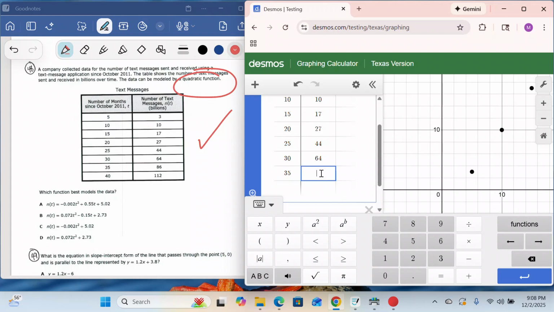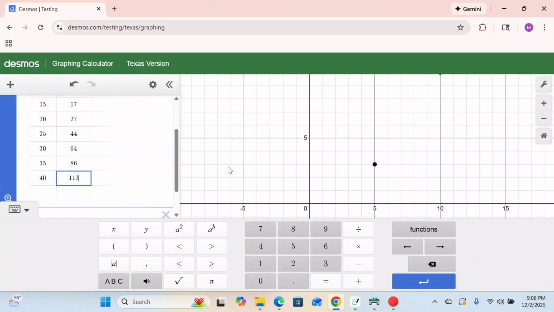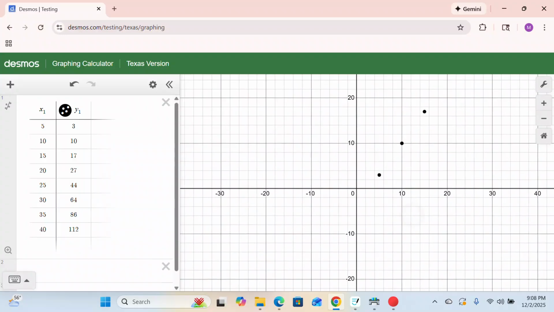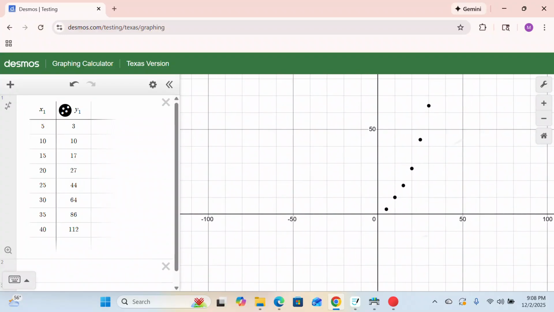So let me see if I did them correctly. 86 and 40, comma 112. And then what am I going to do next? I already start seeing my graph form. I'm going to go ahead and enlarge it full screen. I'm going to shrink it a little. See my little U-shape form? There's my U-shape. Gives me part of it.